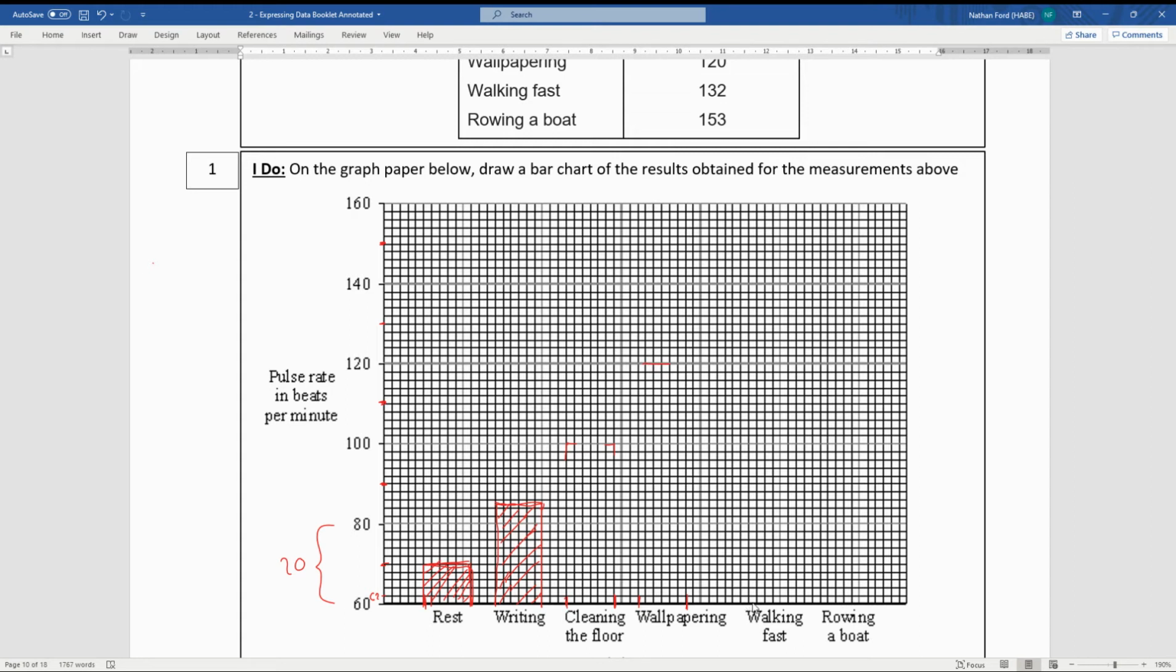Okay, walking fast. Now we have a little difference here. I'll just leave a bigger gap. And what did I do here? If you have a look, this mark here measures 130, and the boxes are 2, so it's 2 boxes above that. And then rowing the boat.